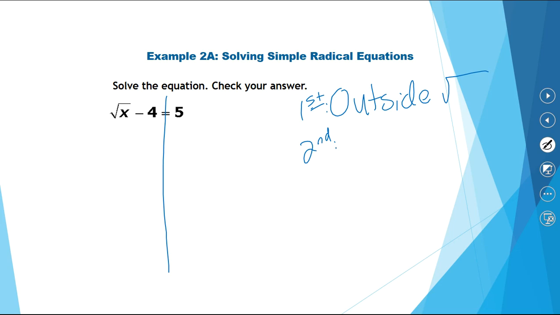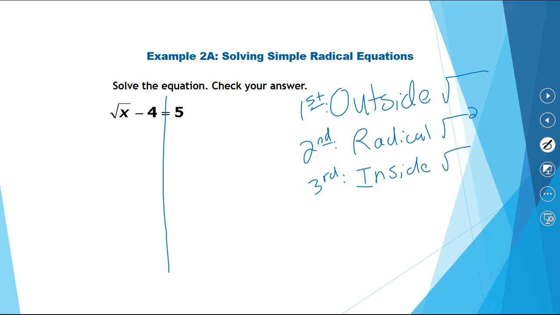Once I've taken care of all things that are outside the radical, then I'm going to take care of the radical itself. Okay? And that's the part where I square my square root. That's simply where that comes into play. And then the last thing I'll do, once I've squared my square root, is deal with what was inside the radical. Okay?